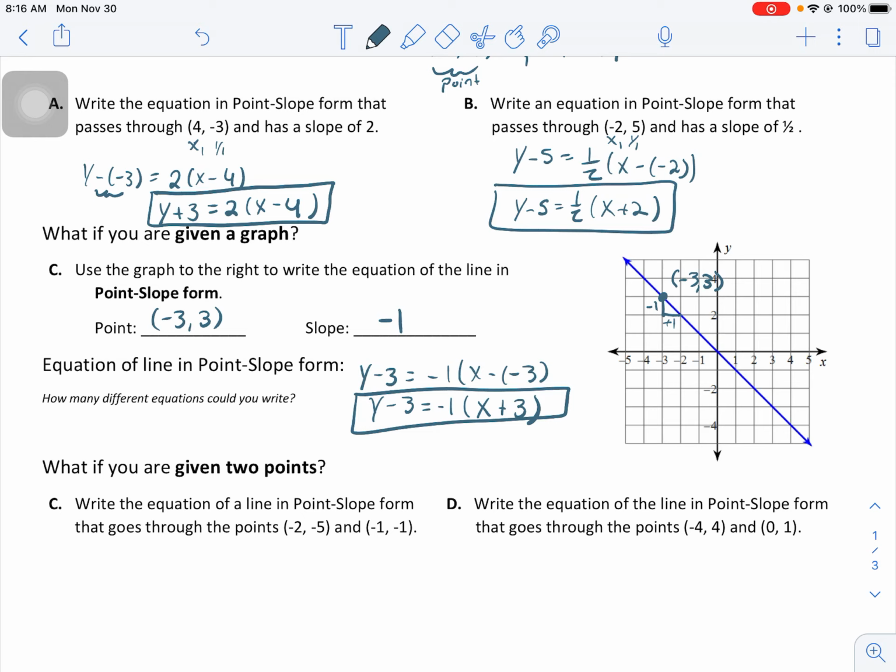It says how many different equations could you write for this? Well, we have an infinite number of points on this line, right? We could pick any one of these points. So there's infinitely many ways.